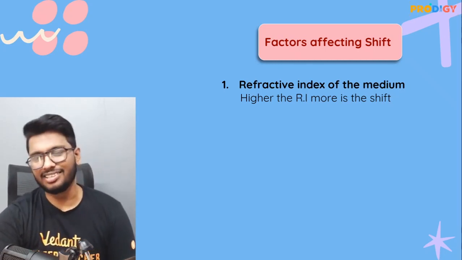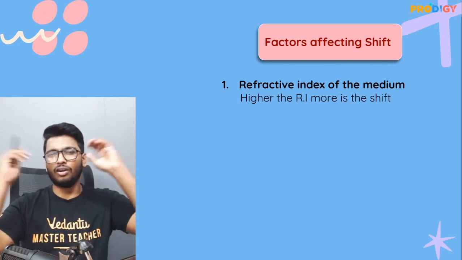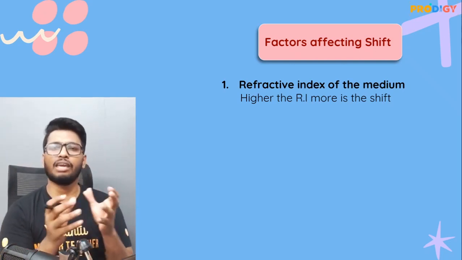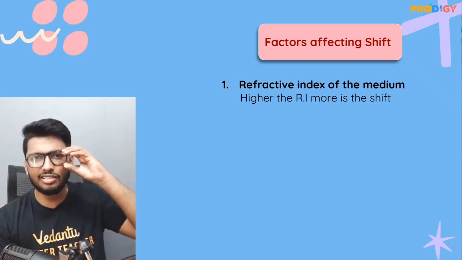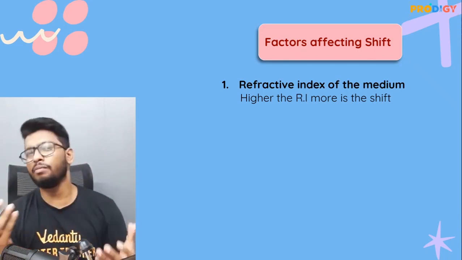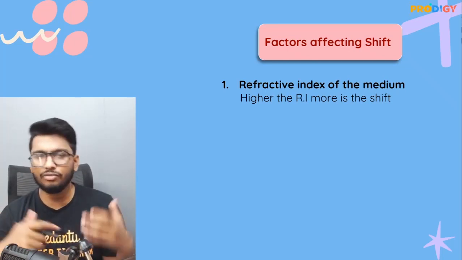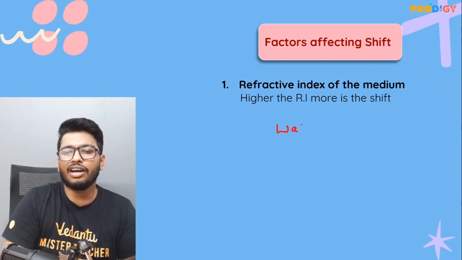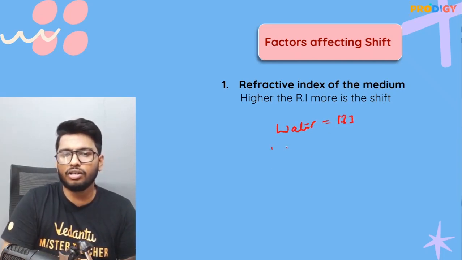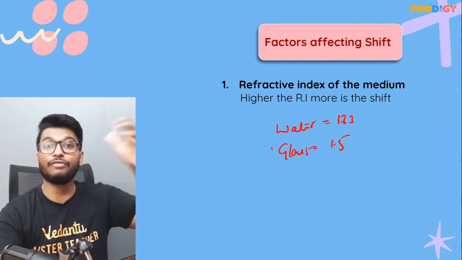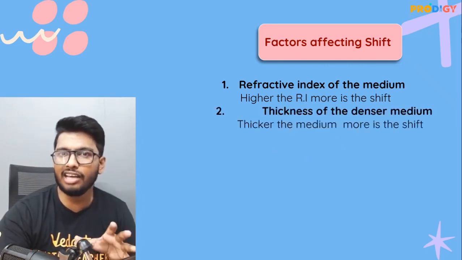Now to talk about factors, guys, because there are a few factors that shift depends on. It's not that it will always be the same. For example, if I keep a coin in glass and in water, the shift might not be the same. It will definitely not be the same. So first thing is, it depends on the refractive index. For example, water has a refractive index of 1.33, and glass has a refractive index of 1.5. So the value of refractive index is definitely one of the key factors that affects shift in that particular medium.